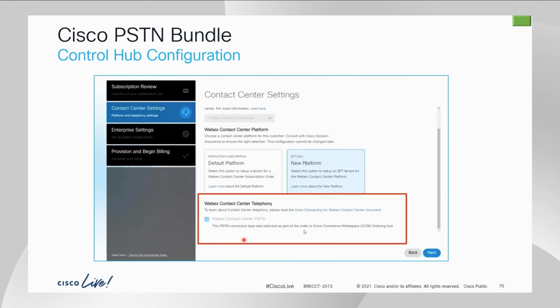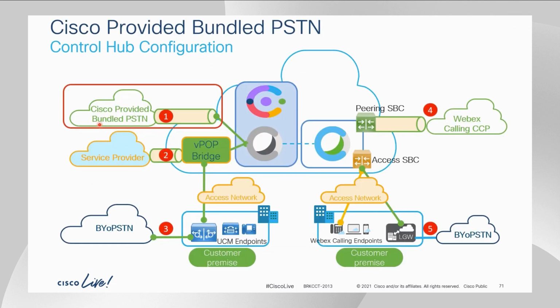When you get to this page, you select the new platform, and if you have purchased the Cisco provided bundle PSTN option, it will show up over here, Webex Contact Center Telephony. That is your option number 1 out of the 5 options.